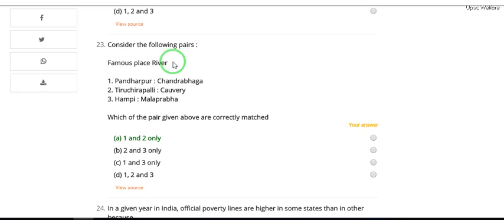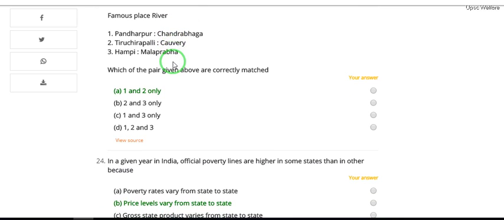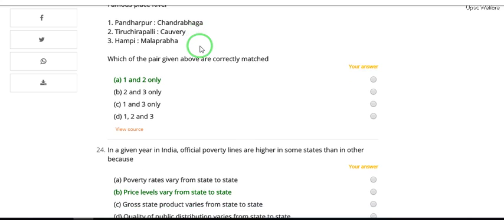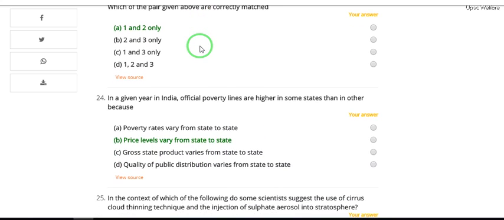Now question 23. Consider the following pairs: famous place and river. We will go with, as we know, Hampi. Hampi is on the Tungabhadra. Actually, it is situated on that river. Pandharpur, of course, is on the Chandrabhaga. And Tiruchirappalli is situated on the Kaveri river. So 1 and 2 I will go with here. So A is going to be correct.